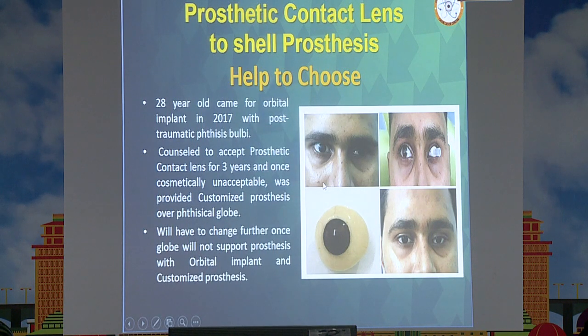He came in 2017 for the orbital implant, and we counseled him to accept a prosthetic contact lens for 3 years over his physical eye, and it was cosmetically acceptable at that time. Later on, we provided a customized prosthetic shell over the prosthetic eyeball, and it is quite natural looking at this moment. We have a plan: once it becomes more phthisical, we can explant it and then provide another orbital implant.